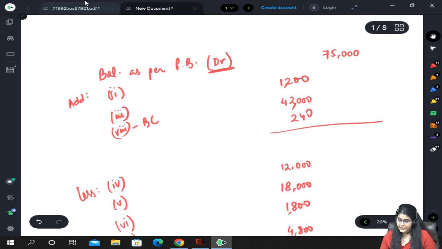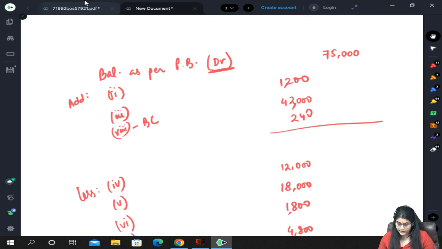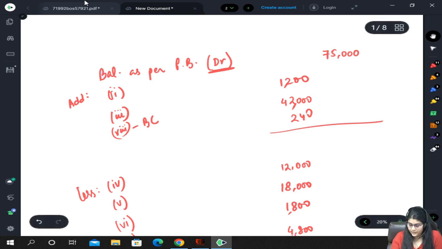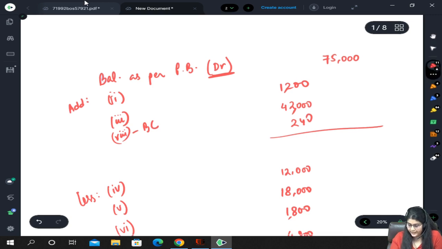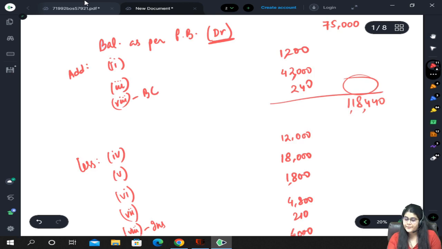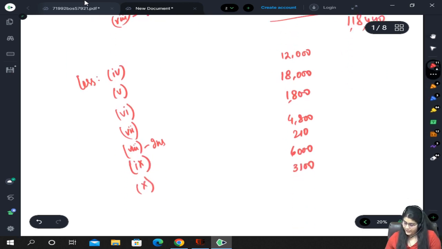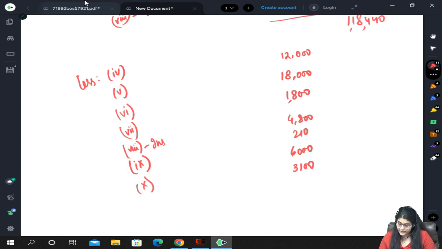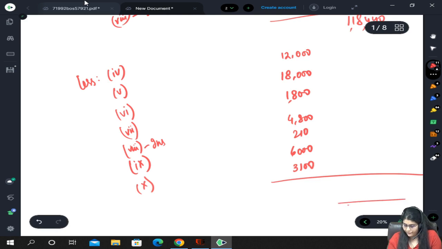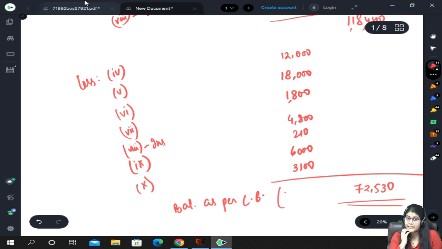Let's total these up. 75,000 plus 1,200 plus 42,000 plus 240. This entire thing is totaling to 118,440. Just check whatever is coming here, just put that. And then after subtracting all of this, we are subtracting 12,000, 18,000, 1,800, 4,800, 210, 6,000 and 3,100. After subtracting all of this, the final answer is coming to 72,530, which is actually balance as per cash book. And since this is also positive, it means that it's an overdraft balance or a credit balance. Clear?